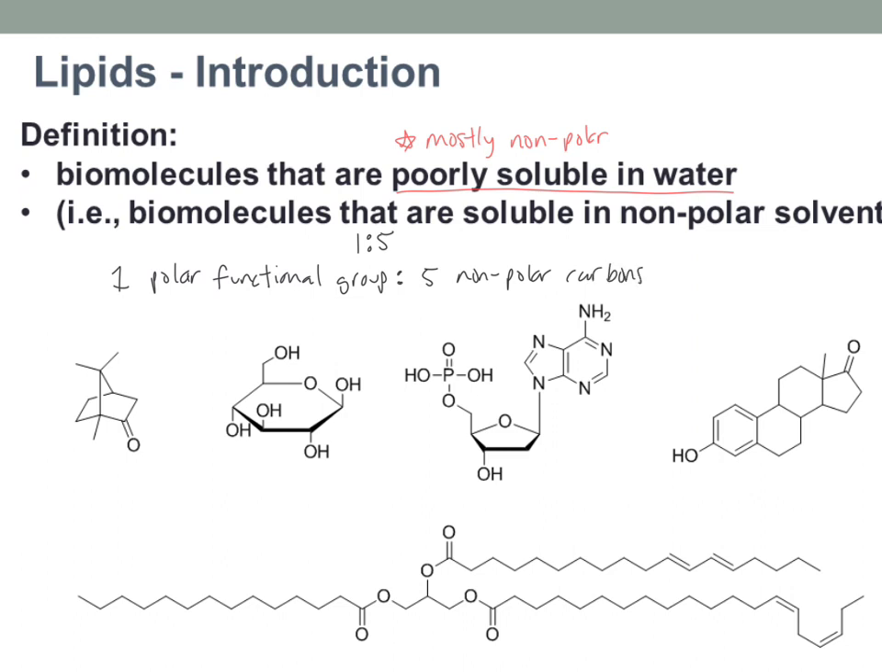For example, with this first one, it looks like I have one polar functional group in that carbonyl. If I have one polar functional group, that molecule will be soluble if it only has 5 or fewer nonpolar carbons. And this one has 1, 2, 3, 4, 5, 6, 7, 8, 9. So this would be 1 to 9, which means it is not water soluble, so we consider it a lipid. So yes, it's a lipid, because it has really low solubility.